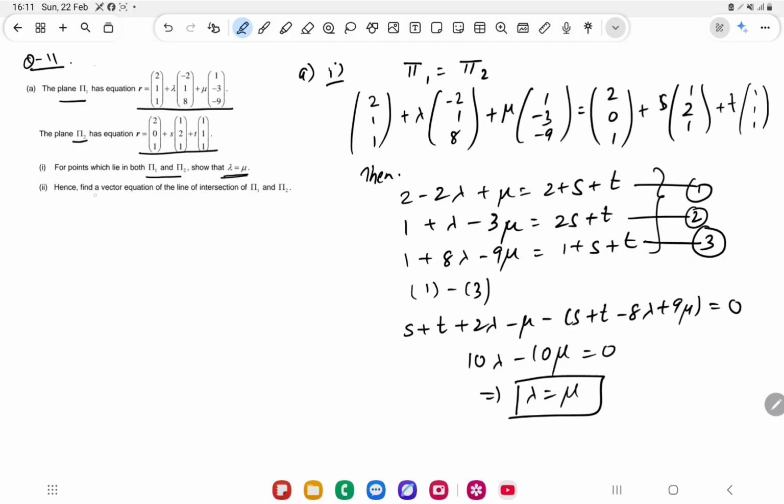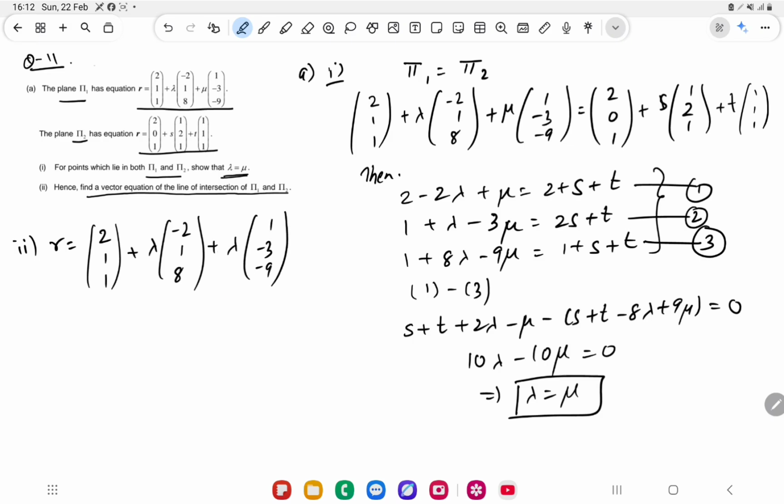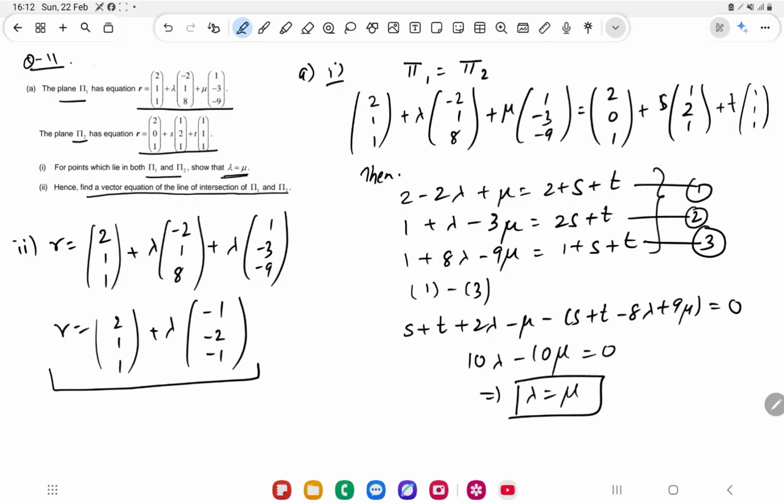Now for the second part, it says find a vector equation of the line of intersection of these two planes. So I can write my equation as r will be (2, 1, 1), which is for plane 1, plus lambda times (-2, 1, 8). Now instead of mu, I can again write lambda and the rest of the things will be the same. So r will be (2, 1, 1) plus lambda times (-1, -2, -1). So this is my vector equation where these two planes intersect.